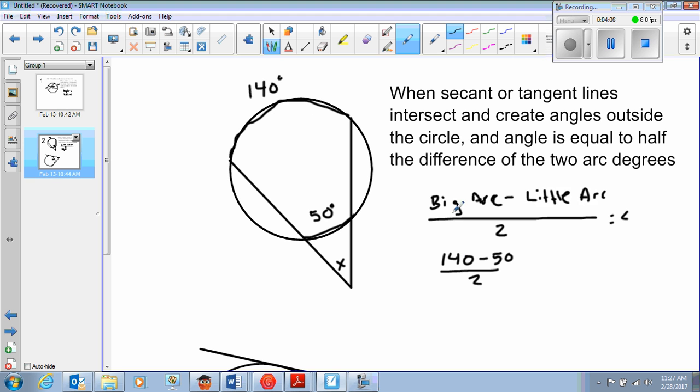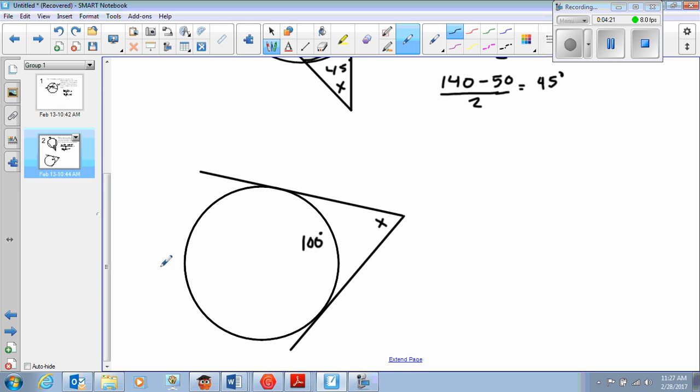So here we see 140 minus 50 is 90. 90 divided by 2 would give us a 45-degree angle outside of the circle. Okay, so that's how it's done. Now we look at another way they like to ask these questions.